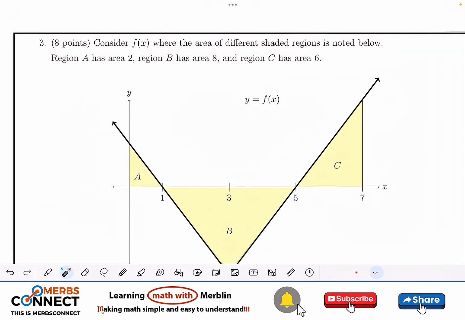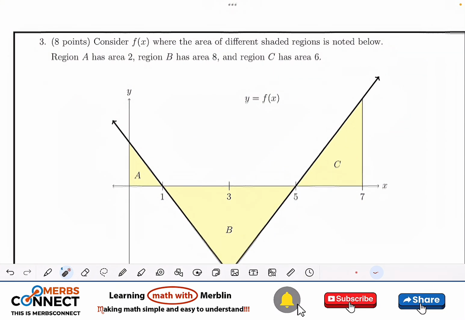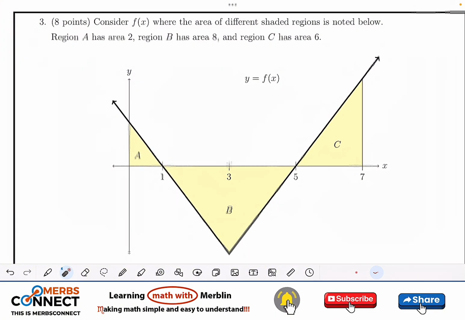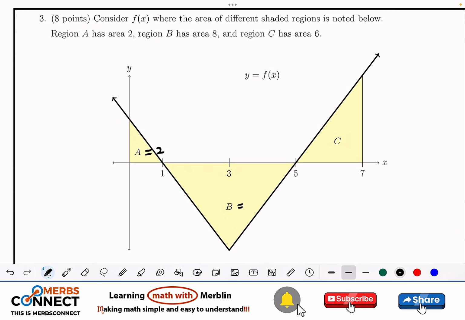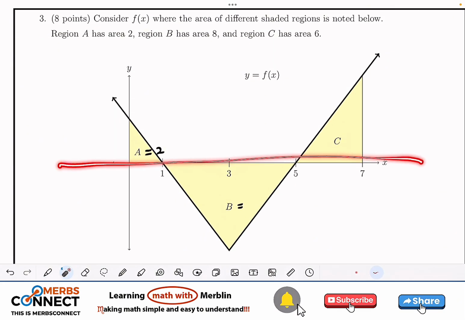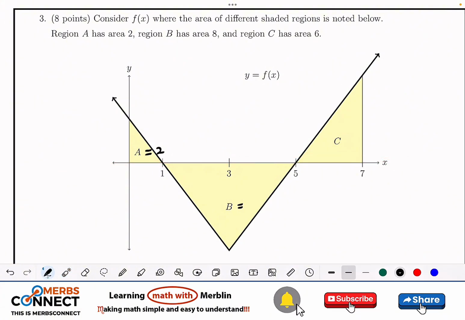Yeah. Let's look at question 3. Question 3 is so fun, nice. Now, consider the function f of x where the area of differentiated regions is noted below. So region A is having area of 2. Region B is having area of 8, but we said anytime we have the area below the x-axis, it should be negative. So this one, I'm going to do it -8. So the area below is going to have -8. And then the C is going to be 6.